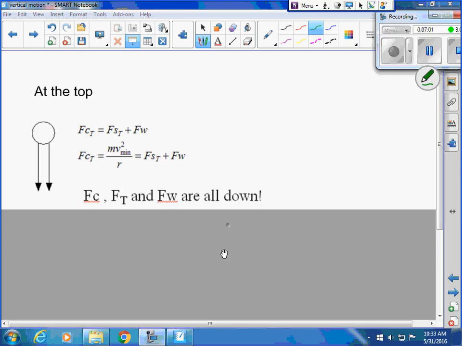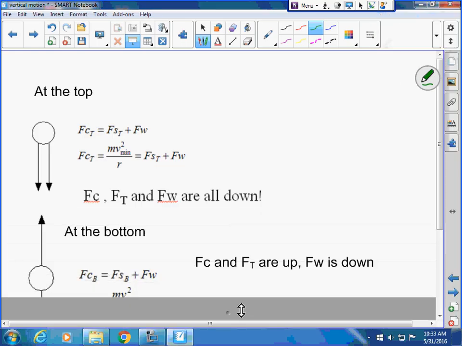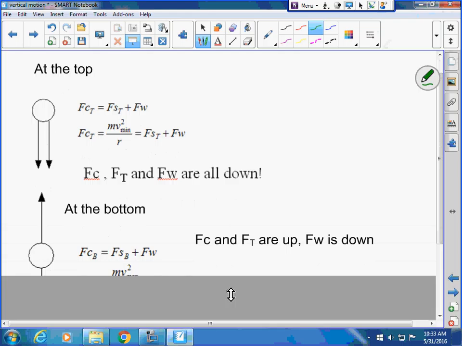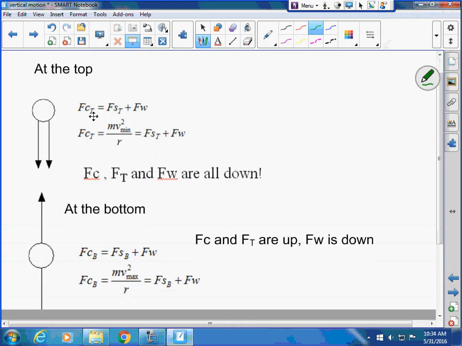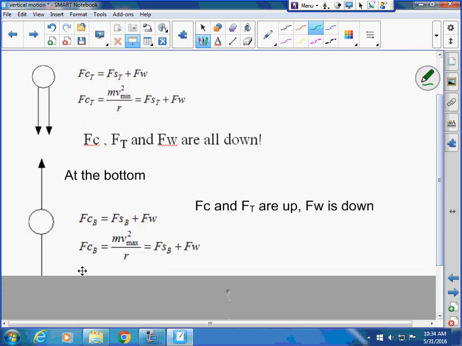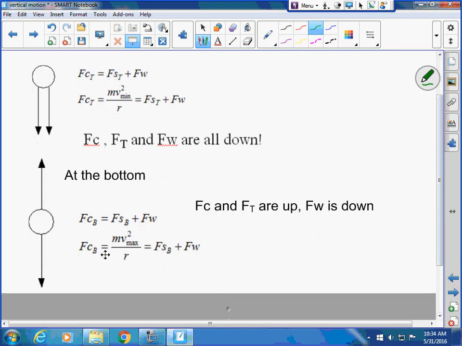Okay, so now we're going to do the same thing at the bottom. This FCT stood for top, centripetal force at the top. Centripetal force at the bottom, again, is made up of the string force at the bottom plus the weight force. Again, the total centripetal force is mv squared over r, and that's equal to the string force at the bottom plus the weight force. But you'll notice that the centripetal force is up, the tension is up, but the weight force is down.